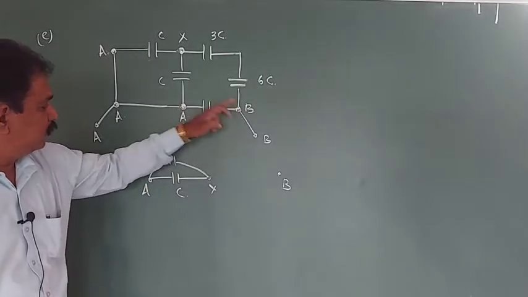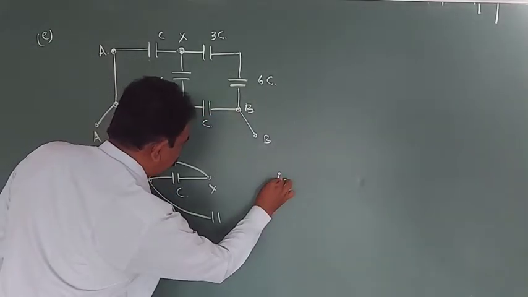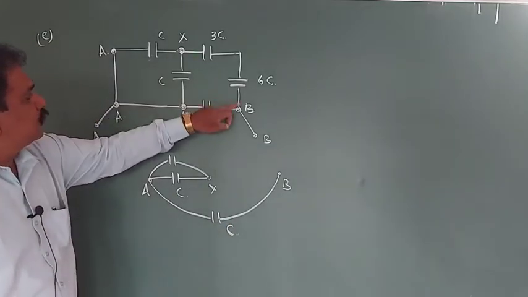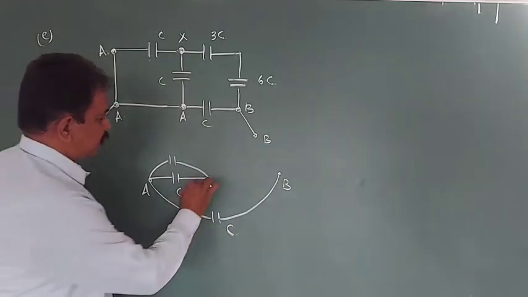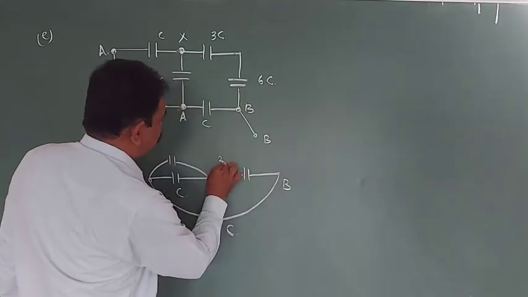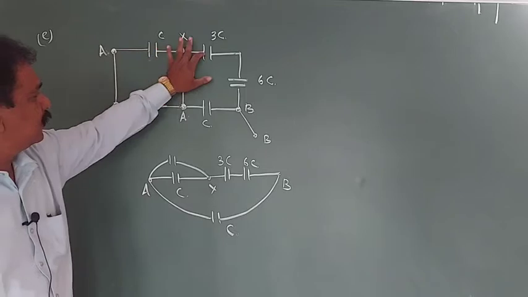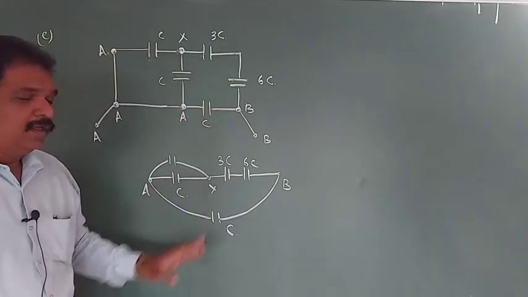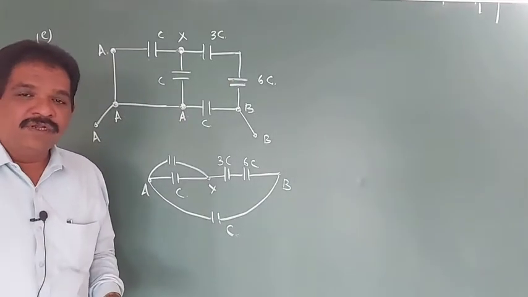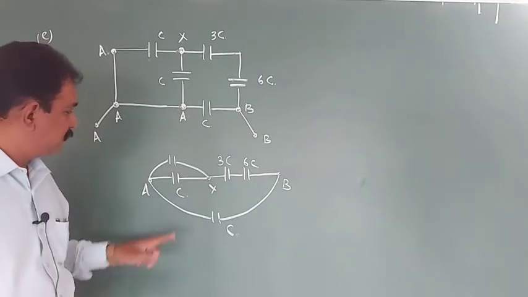Next, A to B, C. X to B, 2 capacitors: 3C, 6C. Total how many capacitors? 1, 2, 3, 4, 5. Here also 5 capacitors have come. Like this, we will redraw the circuit using the same potential concept.